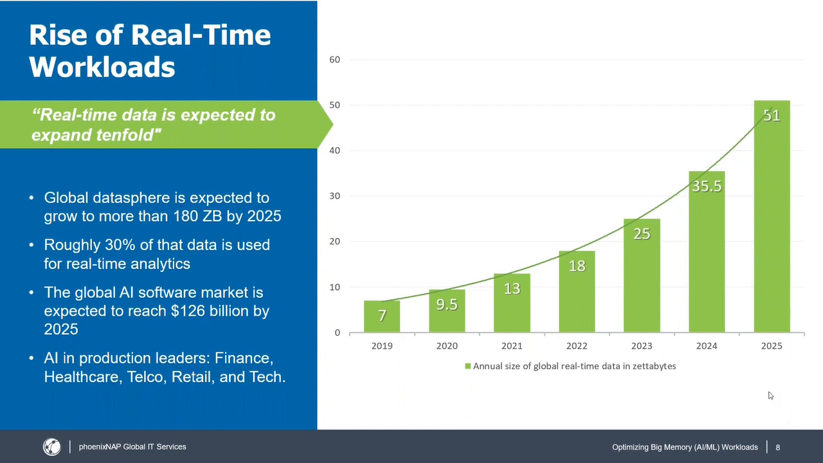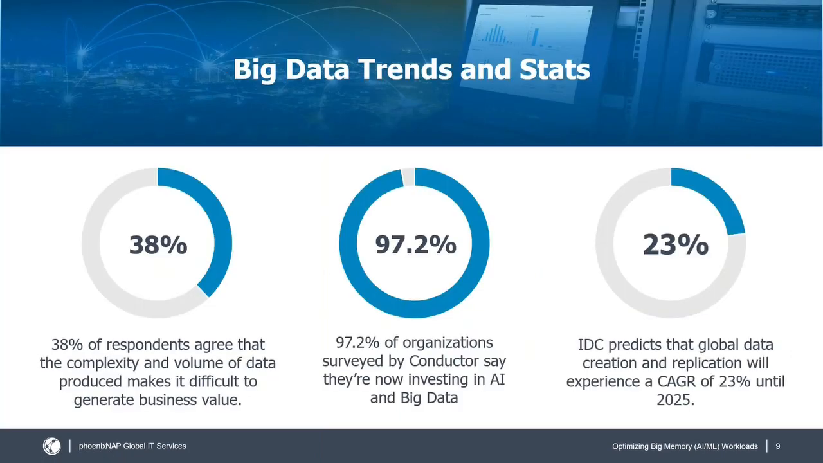So organizations are continually looking to get results, augment their workflows, and make decisions in ways that are faster, more precise, and more efficient, and are more and more frequently looking for ways to extract insights from data, and are exploring and driving innovation in artificial intelligence. So the global AI software market is expected to reach about $126 billion by 2025, with finance, healthcare, telco, retail, and the technology sectors really leading the charge in that space. So let's take a look at some other trends that we're seeing on the next slide.